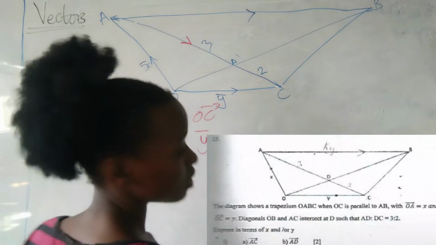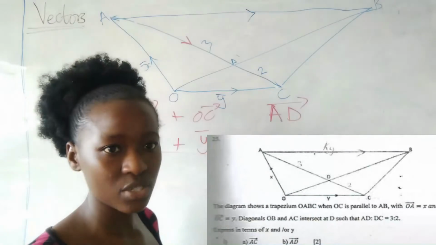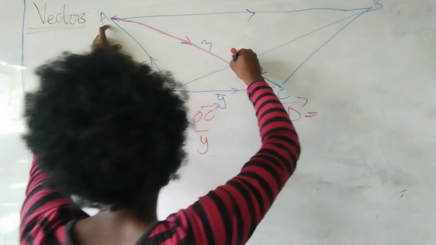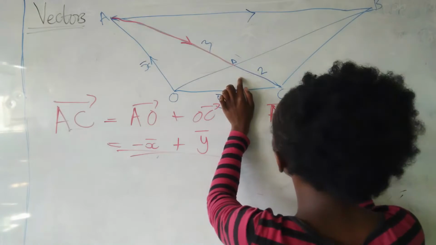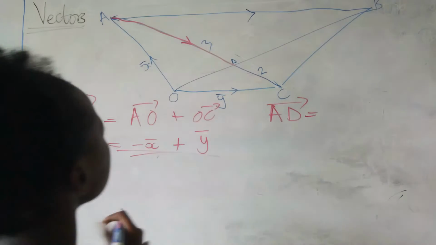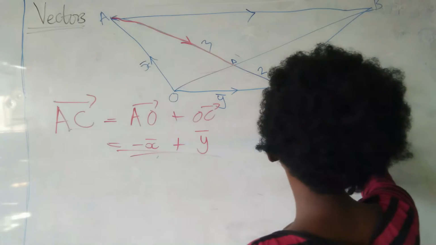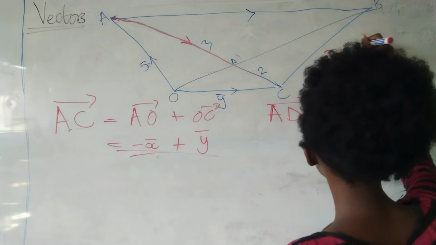Then part B is AD. For AD, how are we going to move? We obtained AC, right? So it has to be easy for us to just calculate. We know that AD to DC is equal to 3 to 2, right?